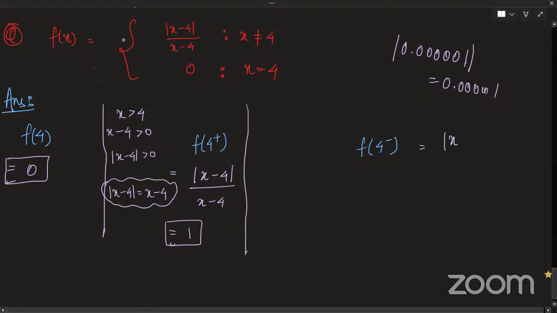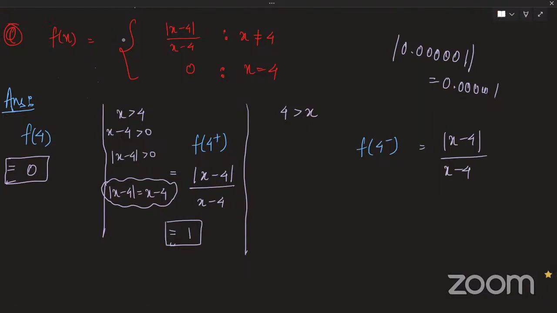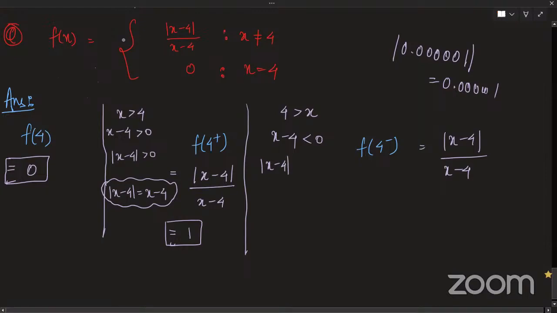I have mod of x minus 4 by x minus 4. Now my x is actually lesser than 4, right everyone? So what will happen to x minus 4? It will be lesser than 0. And my mod of x minus 4, is it lesser than 0 or greater than 0? Greater than 0. Correct.